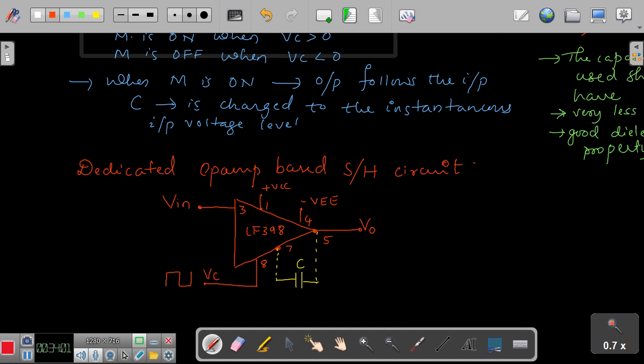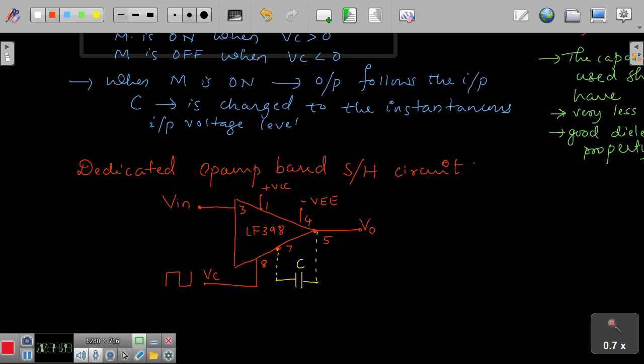Now you can see here you have got the built-in MOSFET also, is it not? Because we are applying only the control voltage, we are not finding any MOSFET here, right? So the control voltage has to be applied externally, and you will have to connect one external capacitor here again, which meets all the requirements as I have just mentioned. So this is called the dedicated operational amplifier based sample and hold circuit using LF398.